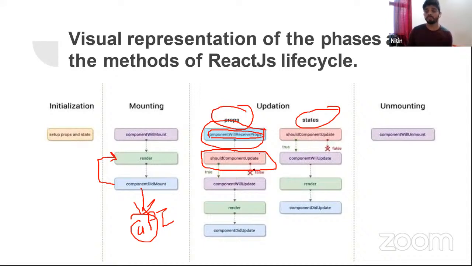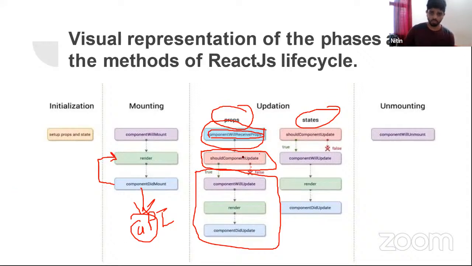So if shouldComponentUpdate returns true, which will be the case if the previous props and the current props have changed, then componentWillUpdate will be triggered. But if it is false, this will never be executed. Your component will not re-render, your component update will not happen, nothing will happen. So that was shouldComponentUpdate.